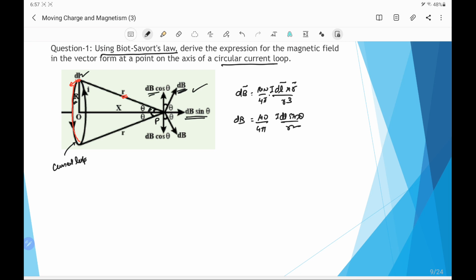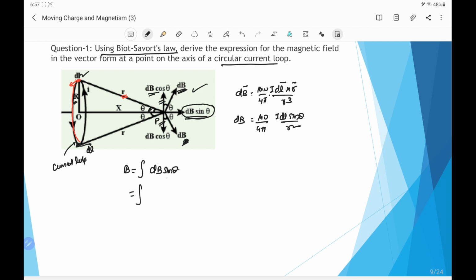Similarly, another current element can be taken on the bottom side, and due to this bottom current element dl, which carries the current I, again there will be a magnetic field dB as shown here. It also has two components, and the cos theta component will get cancelled by the other cos theta component. The only contribution of the elementary field dB towards the total magnetic field is the dB sin theta. Therefore, the total field will be the integral of dB sin theta.